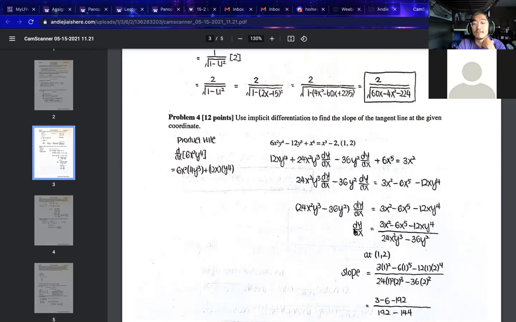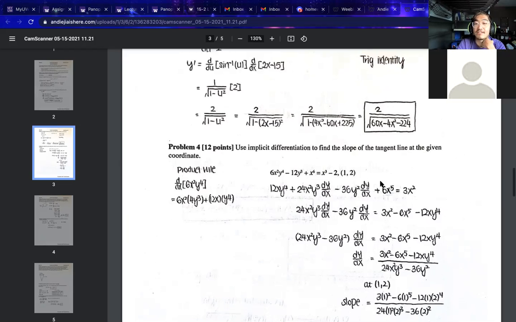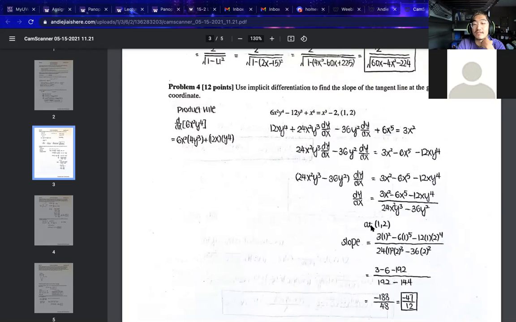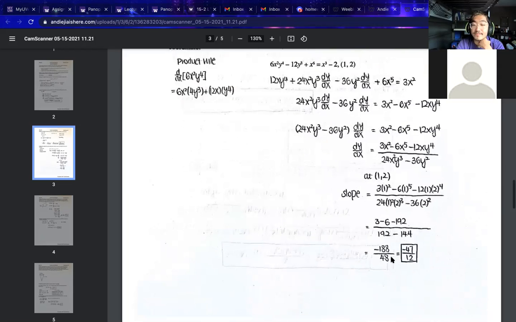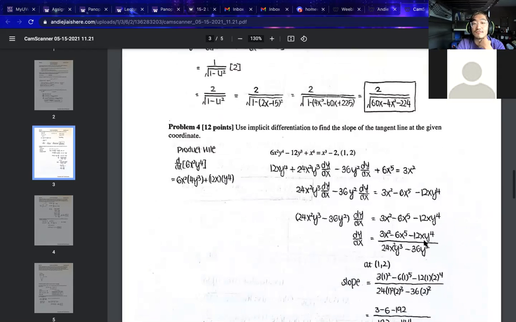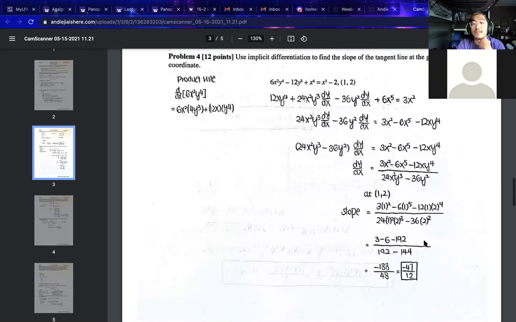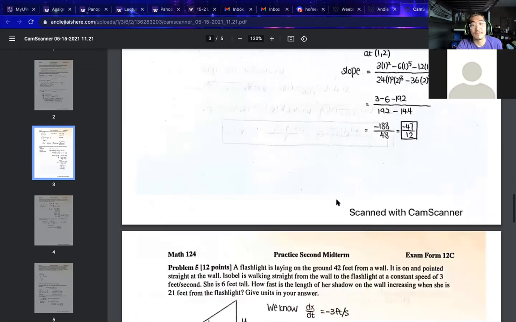How you compute dy/dx is just to divide this over this. This is your equation, and here the point is (1, 2), and you're plugging in x equals 1 and y equals 2 here, and you get negative 47 over 12. That is the slope of the tangent line. Any questions on problem 4? Sounds good. Then you go to problem 5.